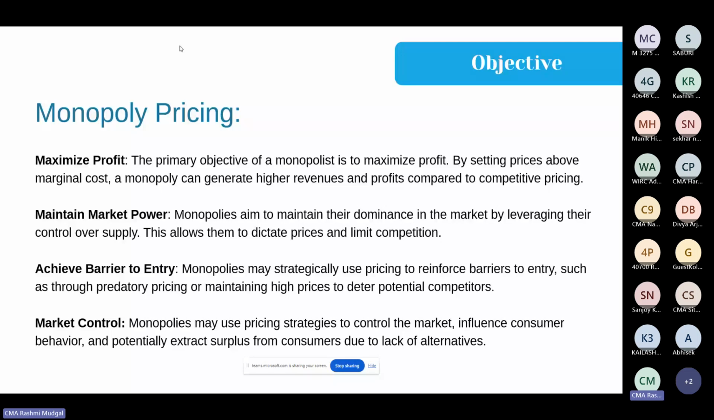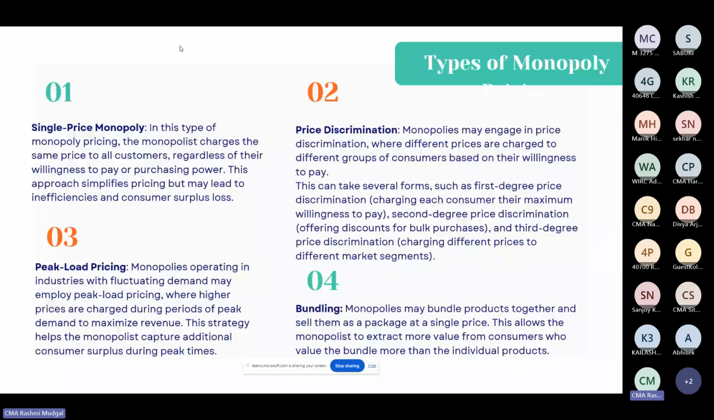So what are the types of monopoly pricing? There is single price monopoly, where the monopolist charges the same price to all customers, regardless of their willingness to pay or purchasing power. This approach simplifies the pricing, but may lead to inefficiency and consumer surplus loss.